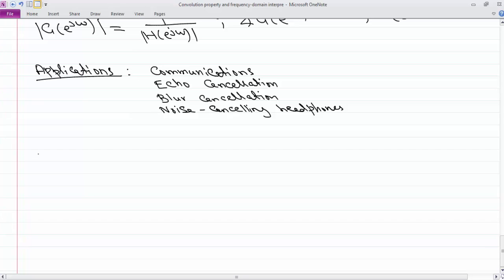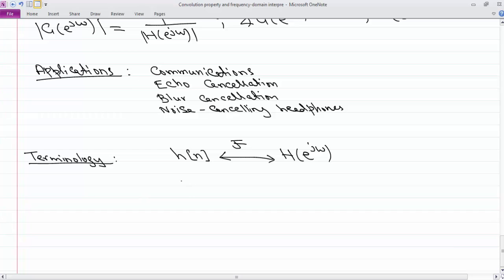Okay, so let's then talk about some of the terminology that comes up when we talk about LTI systems. Since we now know what is the effect of LTI systems in terms of frequency. So let's say an LTI system has an impulse response and it has a Fourier transform H of e to the j omega. We already know we call this impulse response. Now, the Fourier transform of the impulse response, we give it the special name frequency response.